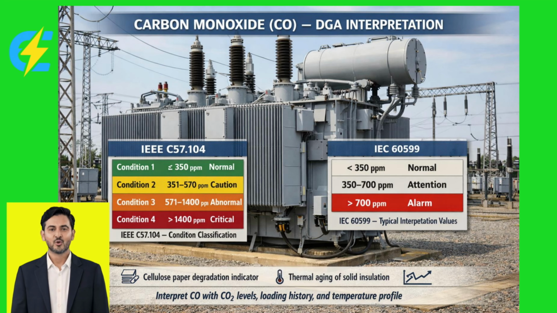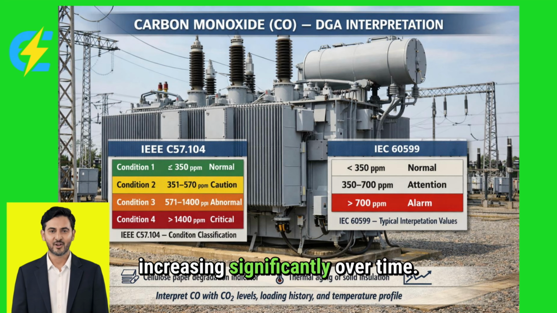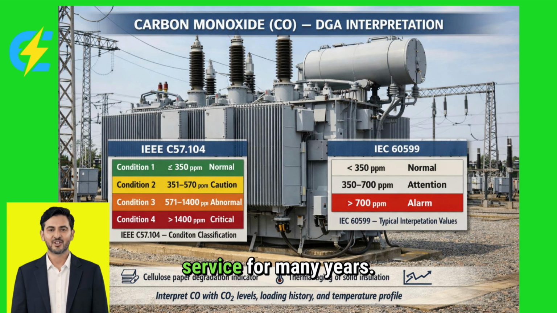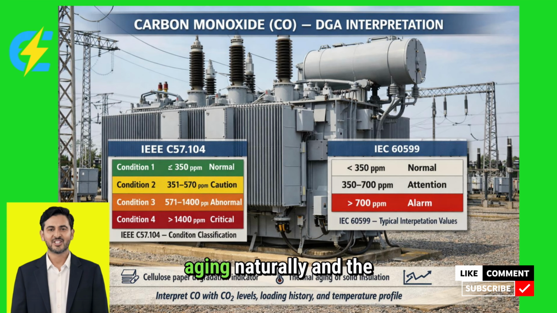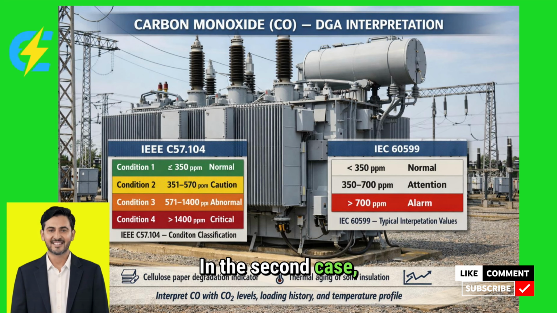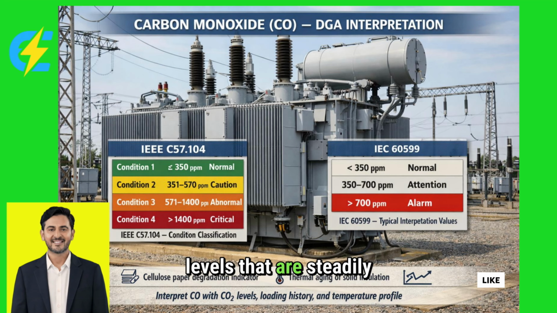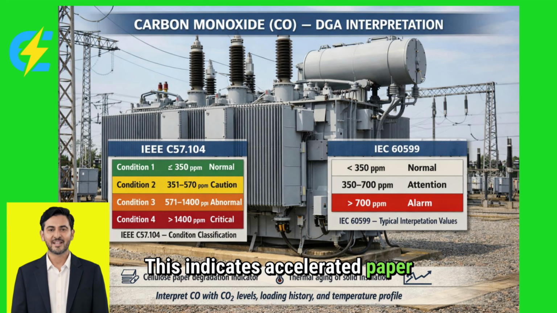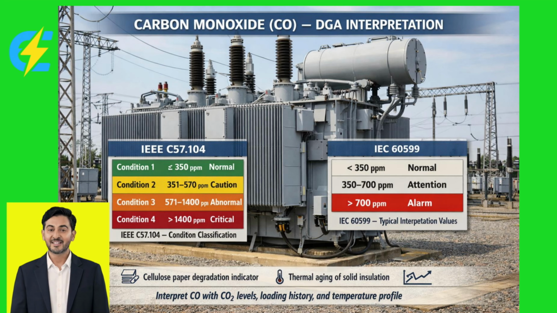In the first case, you see stable carbon monoxide levels that are moderately elevated but not increasing significantly over time. This typically suggests normal aging, especially in transformers that have been in service for many years. The paper insulation is aging naturally, and the carbon monoxide generation has reached a steady state. In the second case, you notice carbon monoxide levels that are steadily increasing over consecutive DGA samples. This indicates accelerated paper aging or thermal stress on the insulation. The rate of increase tells you how quickly the insulation is being consumed. If you're seeing increases of more than 30 ppm per month, you need to take action quickly.